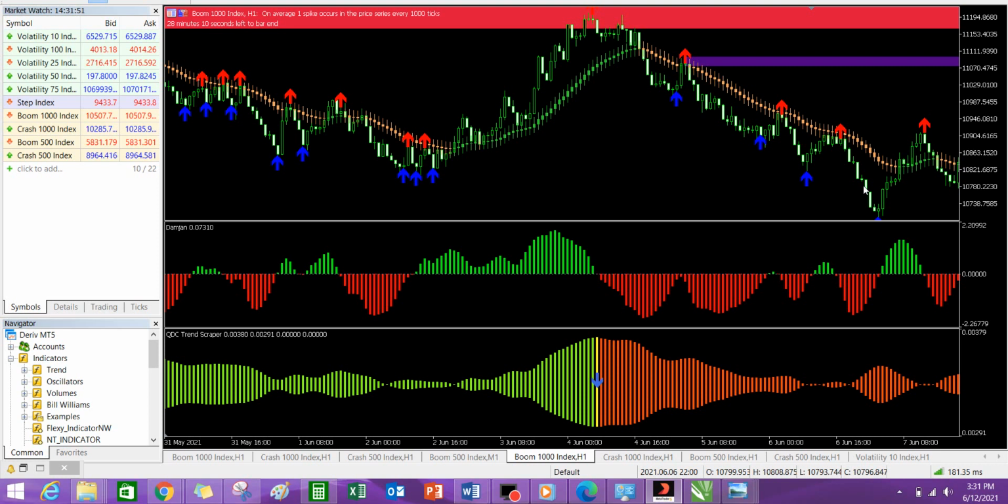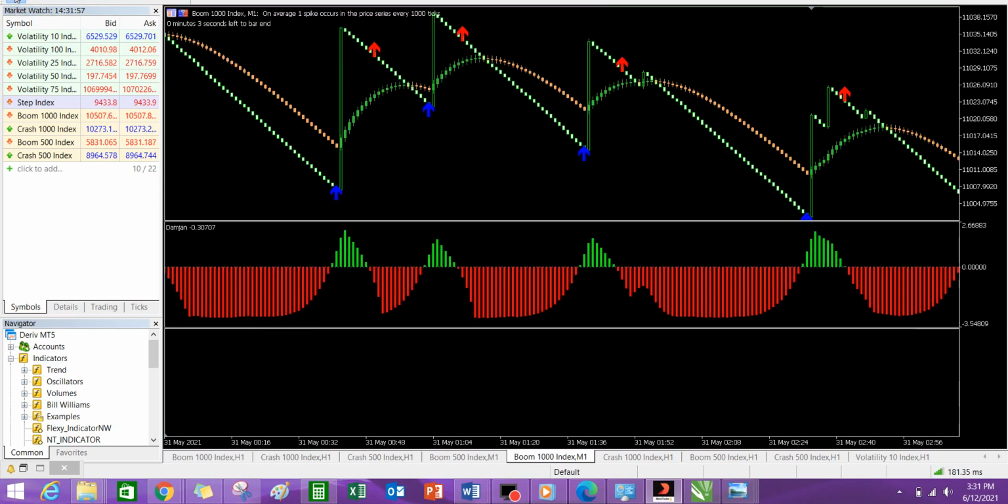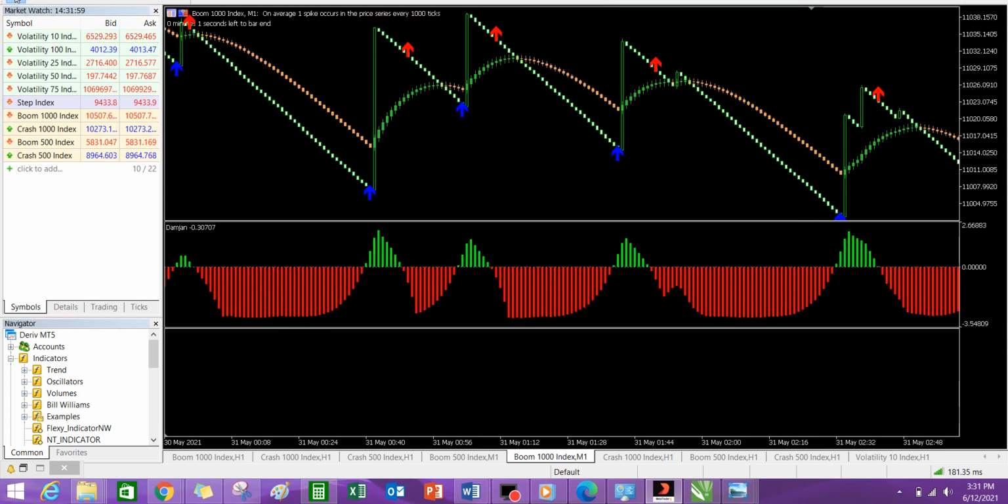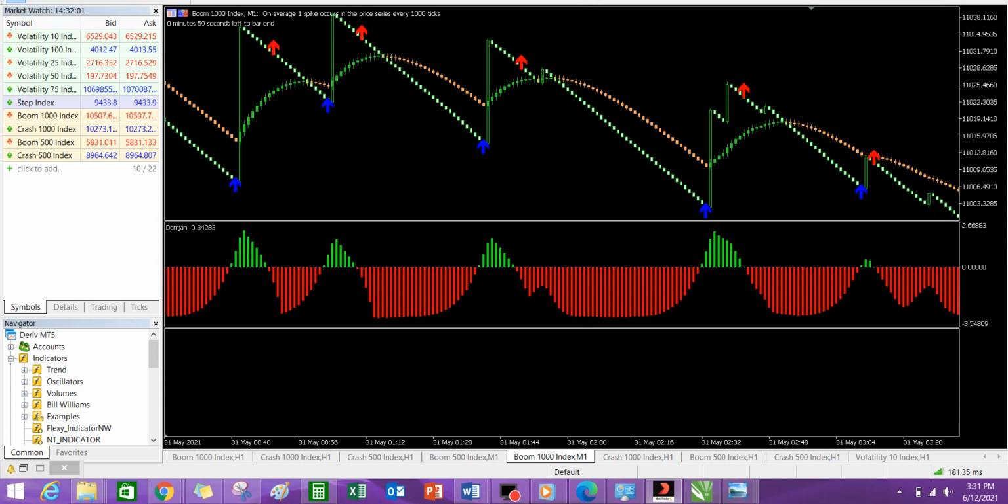But the issue is, as it is going down steadily, if you should set stop loss, let me take it to 1 minute time frame first so that you guys will understand. For Boom, it goes down steadily, and probably we started from here. Let's say this is our entry point. It started going down steadily and steadily.